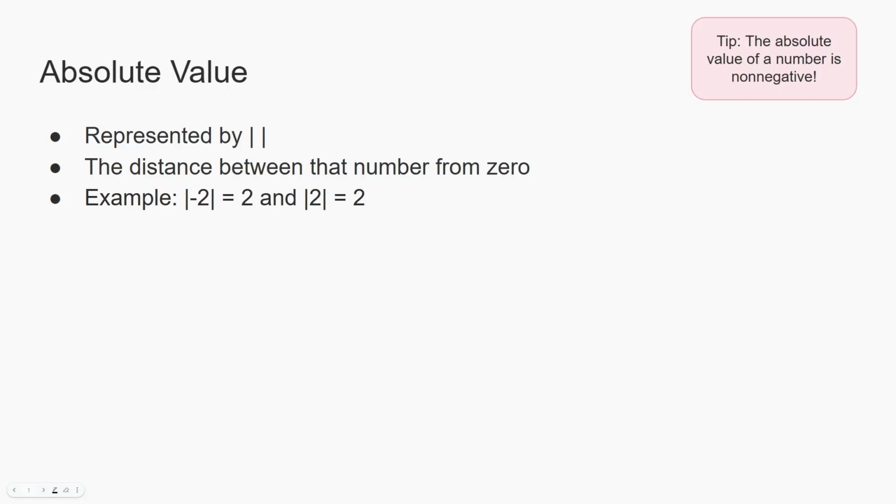Absolute value is represented by modulus symbols that look like this, and it is the distance between that number from 0. Because of that, it's always going to be non-negative, so 0 or above. For example, the absolute value of -2 is 2, and the absolute value of 2 is 2 as well.